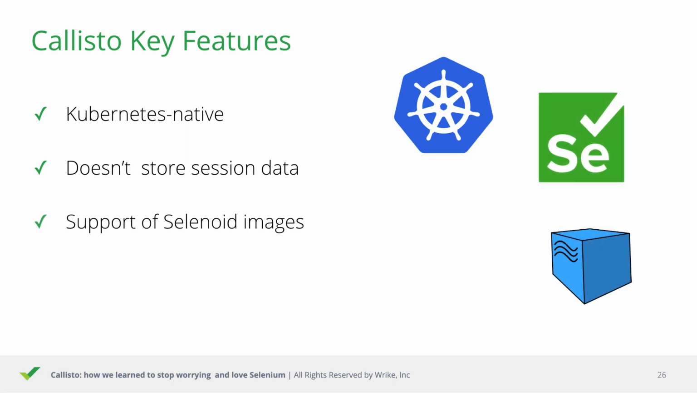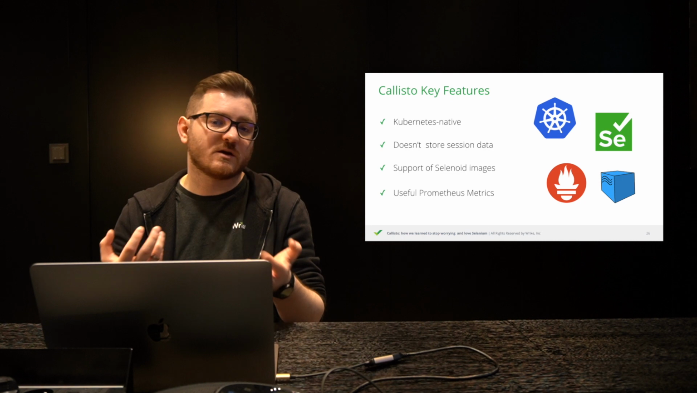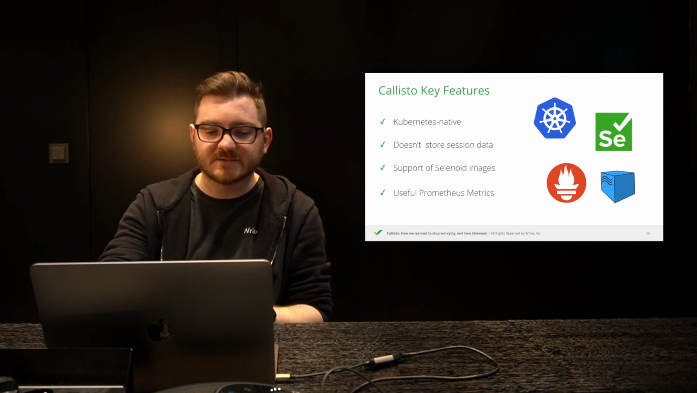Also, if you are using Callisto, you can use Selenoid images for creation of your browsers, and it's really helpful, thanks to the folks from Aerokube. You can focus on your work, on your testing, instead of browser packaging or updates. And the last but not least, Callisto offers you a useful set of Prometheus metrics. You can build fancy dashboards around these metrics in Grafana, or you can use something else.